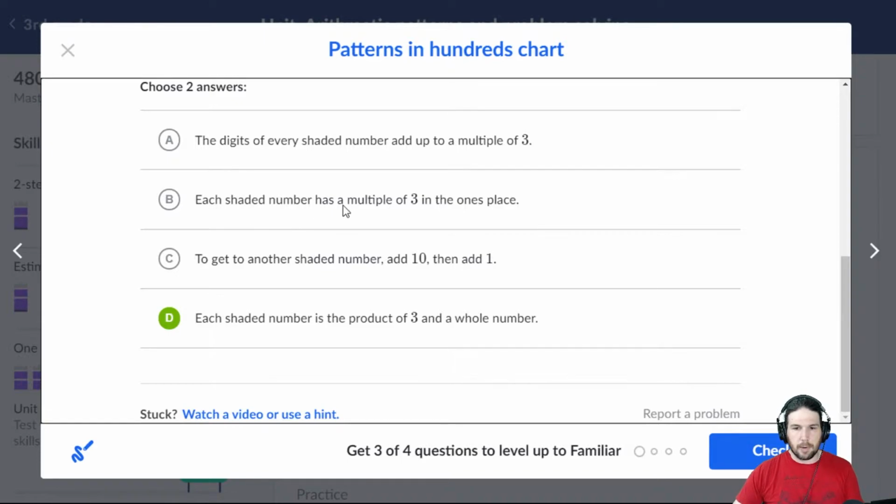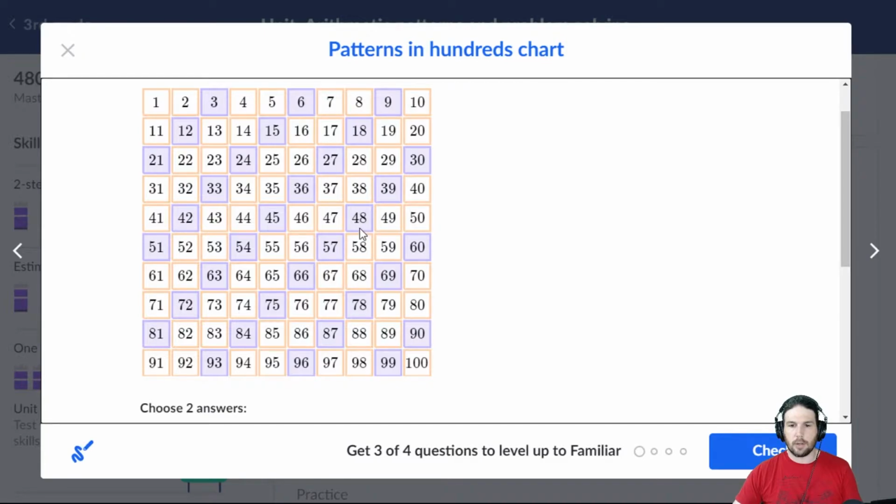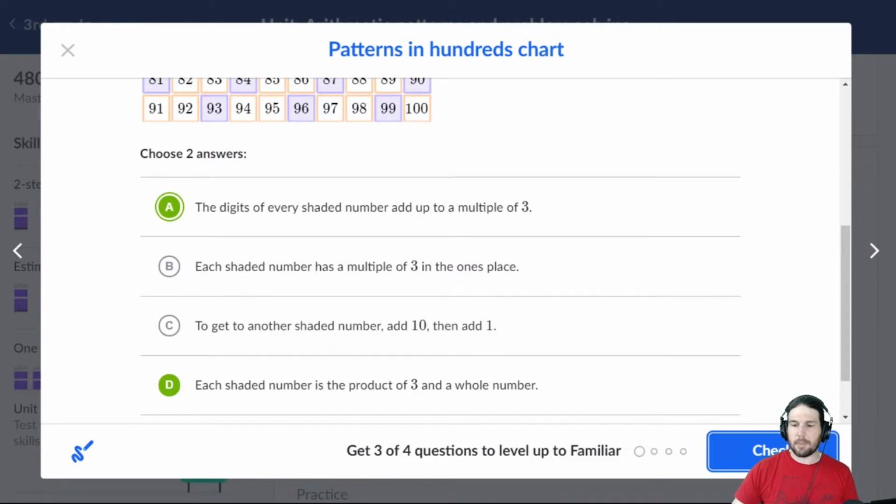Each shaded number has a multiple of 3 in the ones place. Well, that's obviously wrong. Look at 48. 8 isn't a multiple of 3, so that's wrong. So that means A and D have to be the right answers.